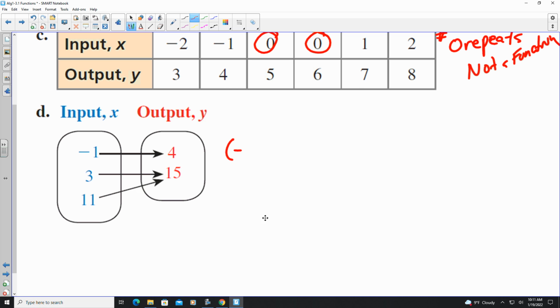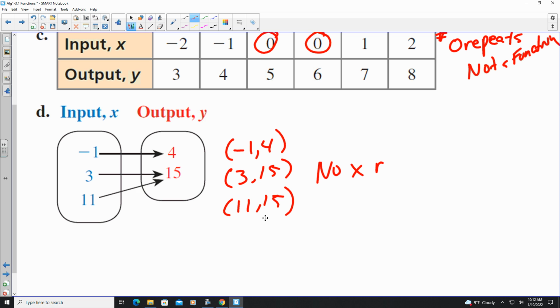So this is -1 comma 4. This is 3 comma 15, and this is 11 comma 15. So that is another way of depicting what the mapping diagram is showing. There are no x repeats, no x repeats. Yes, it's a function.